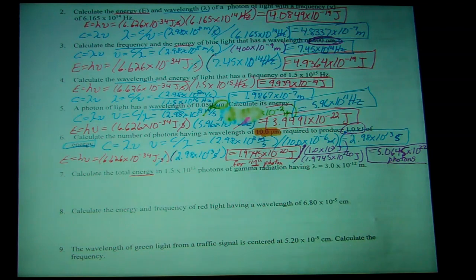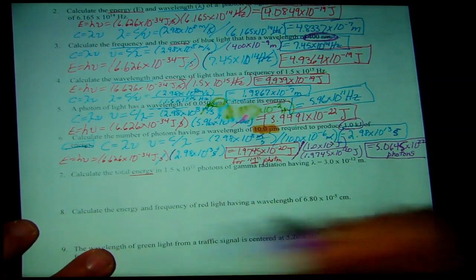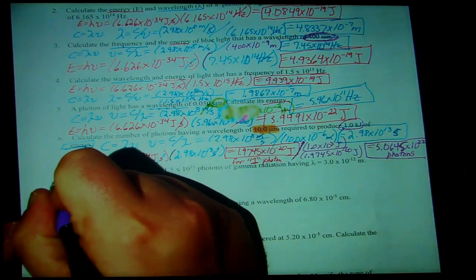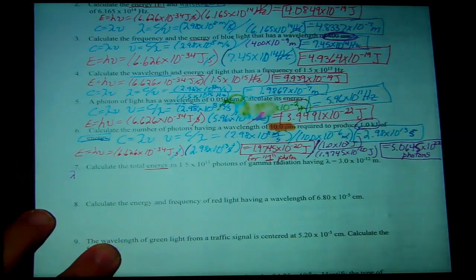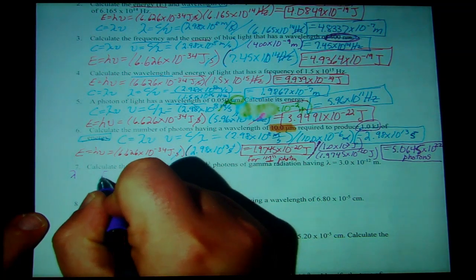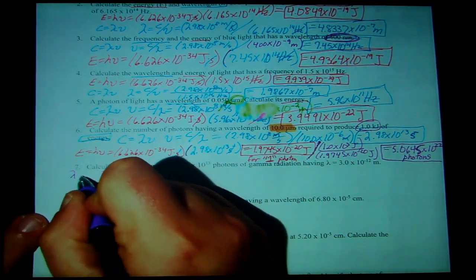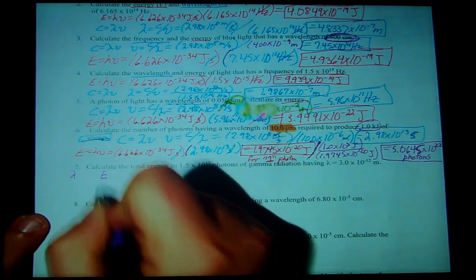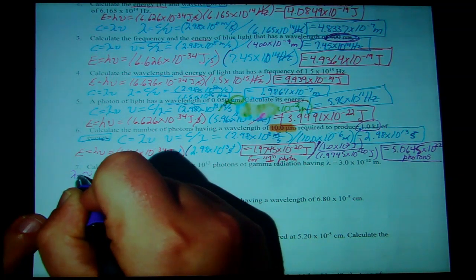So problem 7 says, calculate the total energy in 1.5 times 10 to the 13 photons of gamma radiation having a wavelength of 3.0 times 10 to the negative 12 meters. So in this, we've been given a wavelength. Now you need to formulate the plan for how you're going to do this. We're given wavelength, so we're going to start with wavelength, and I want to ultimately end at energy. But I can't just go straight from wavelength to energy. I must first go through frequency.